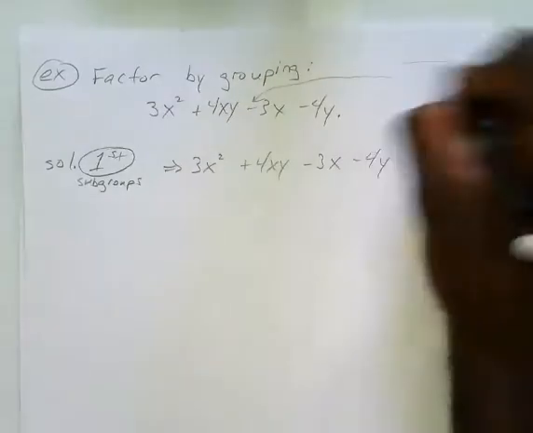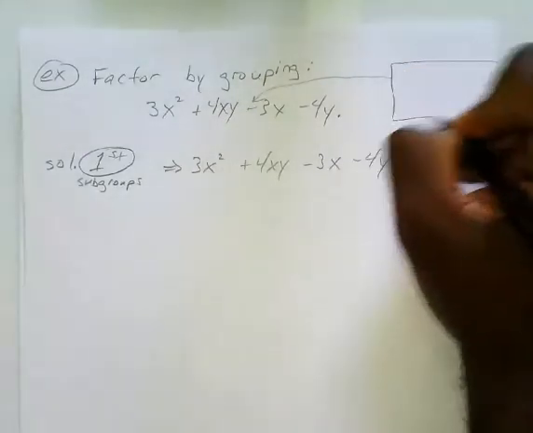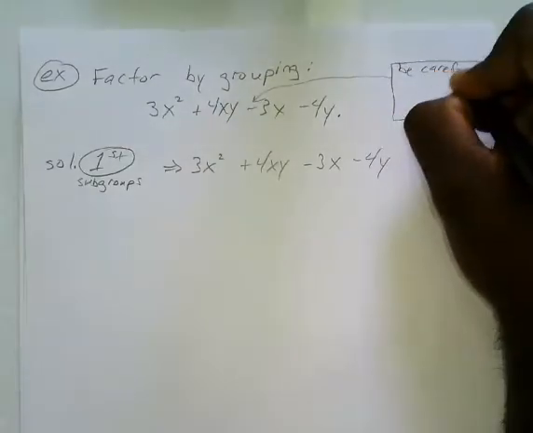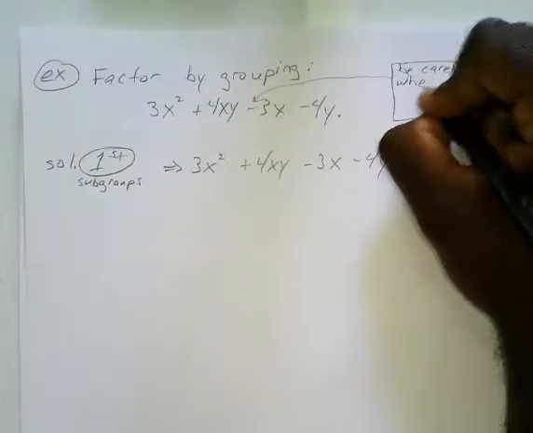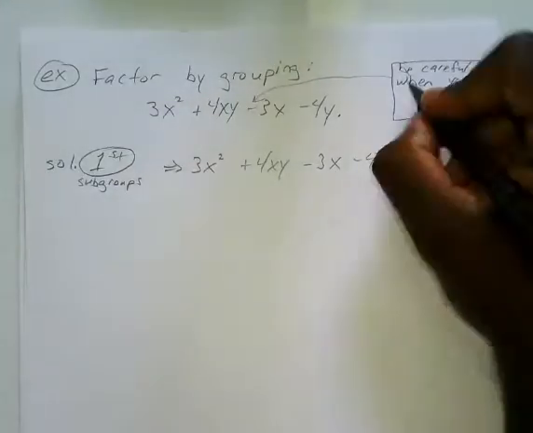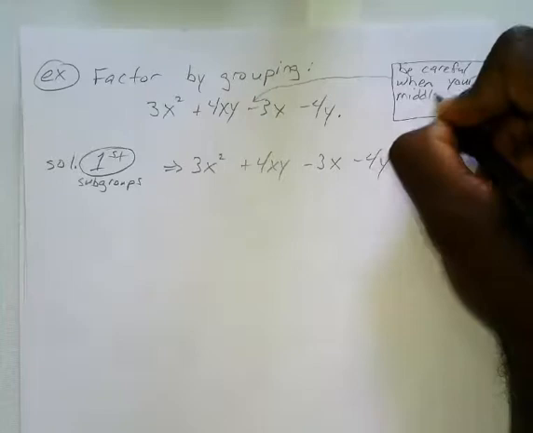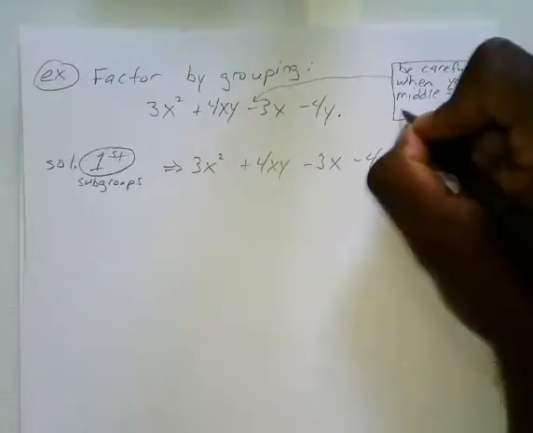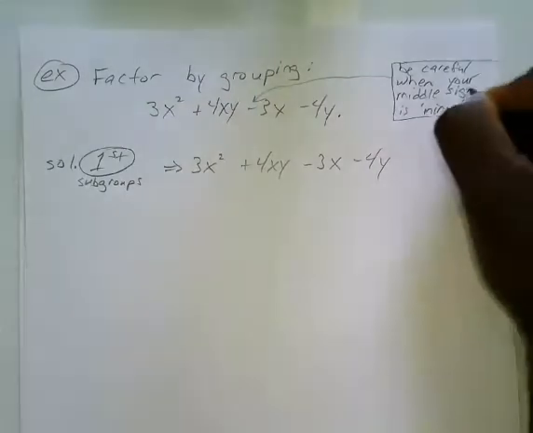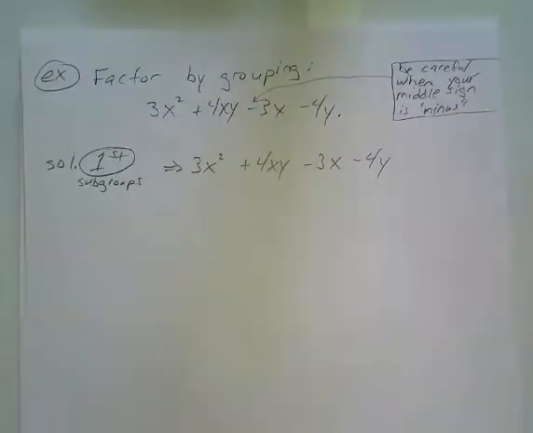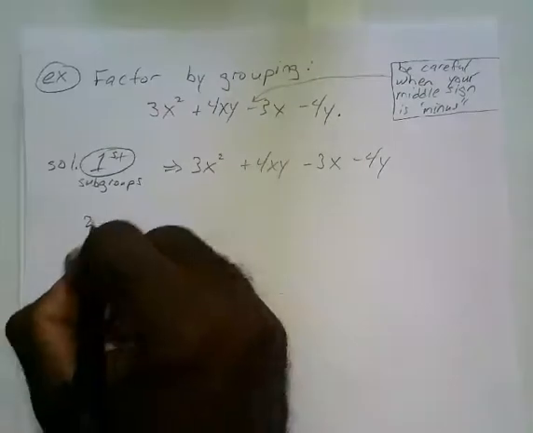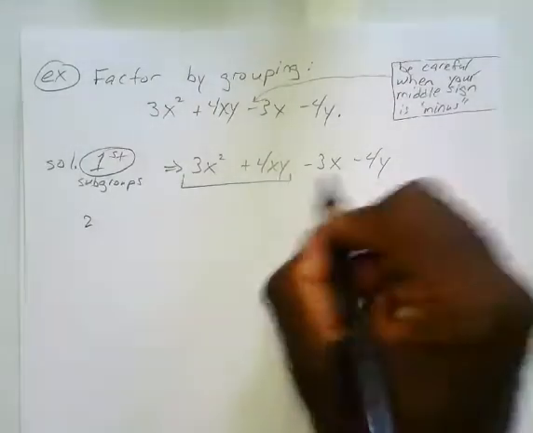Okay, and I'll show you why. Be careful when your middle sign is minus. All right, so we rewrote it. Our second, well, we didn't make our subgroups yet. We'll make our subgroups.